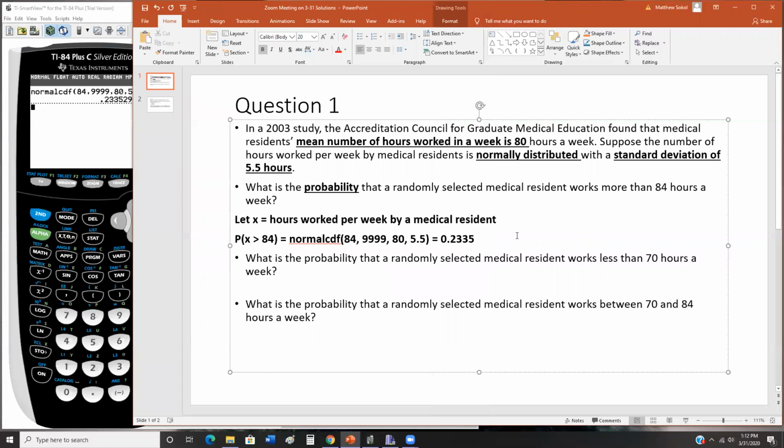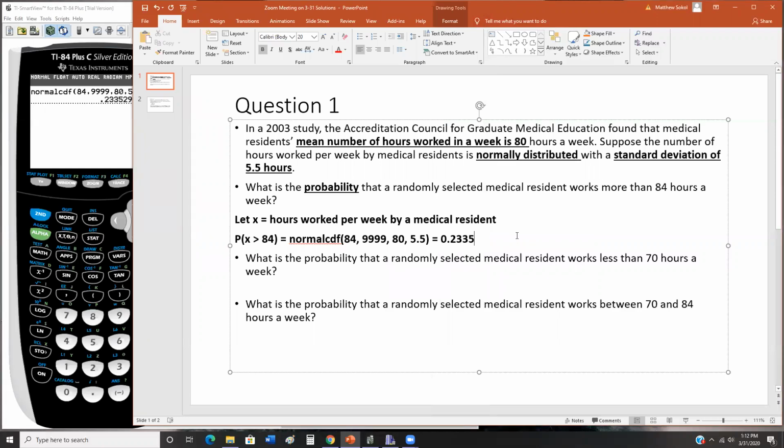Is it pretty easy using the calculator? Yes. How many people have tried it using the normal table and actually writing it out that way, like using that z-score table? Has anybody tried it that way?